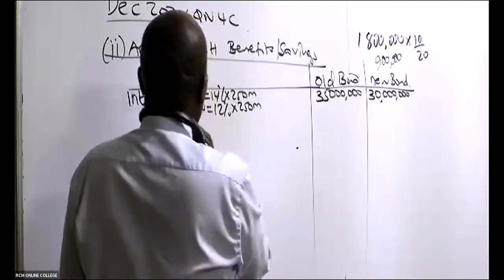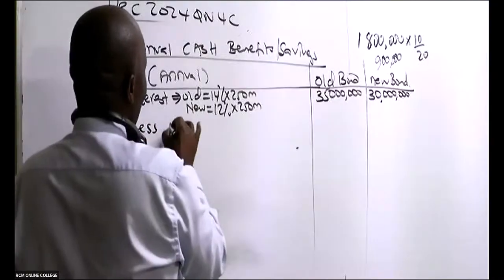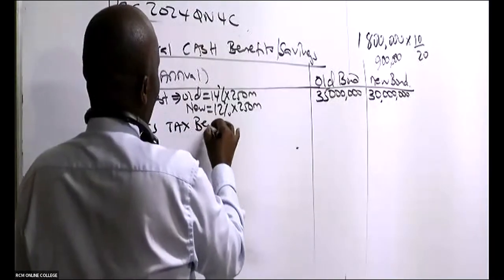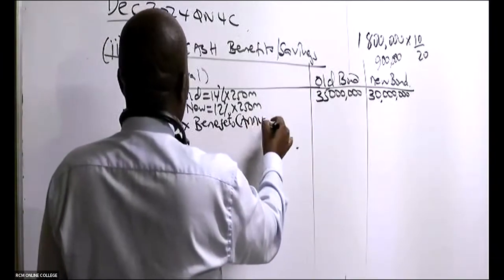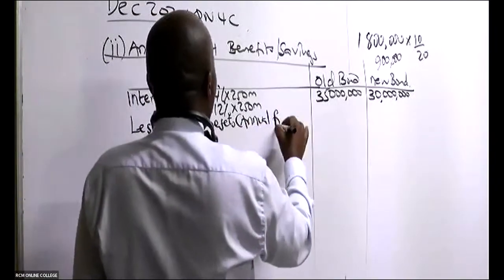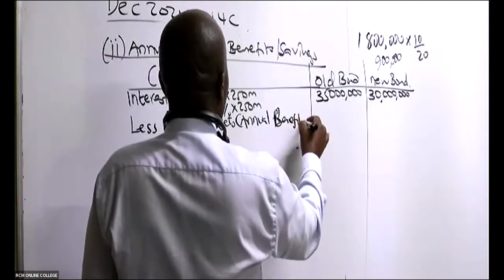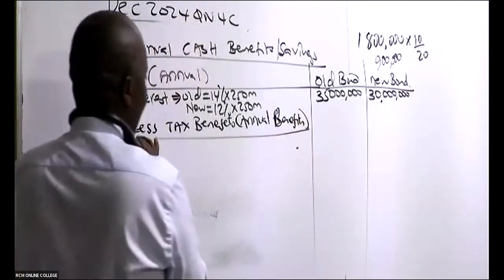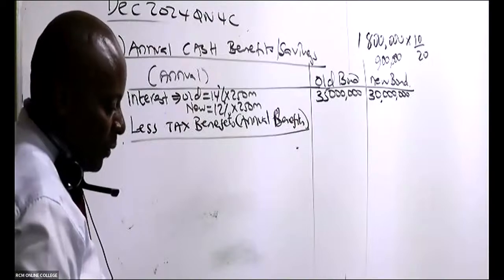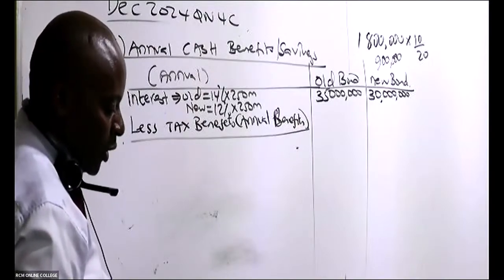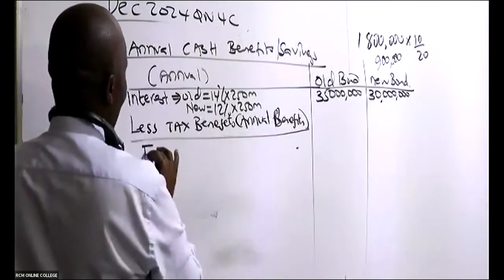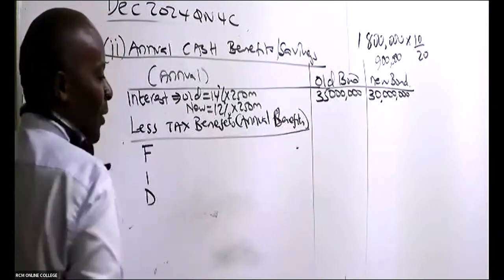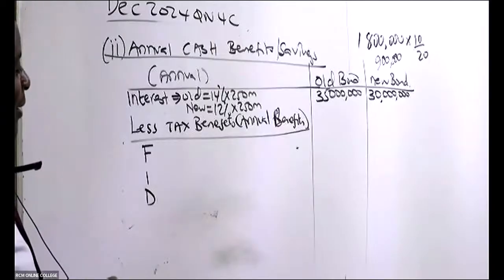All right. And then now you less tax benefits. Don't forget these are annual benefits. So these annual benefits, ladies and gentlemen, we normally use the concept of what here? FEED. Feed like this. Don't ever forget this.